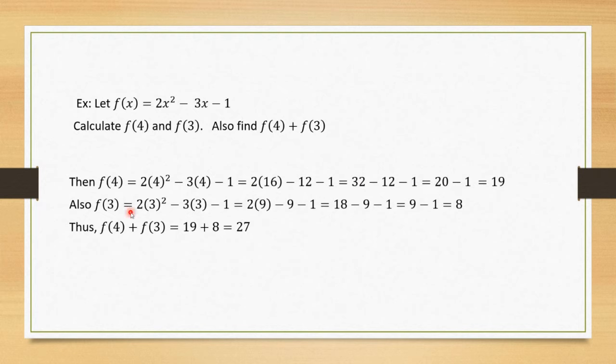Here, f of 3, we get 2 times 3 squared minus 3 times 3 minus 1. So again, I'm replacing x with whatever we want f of. So this is f of 3. Okay? And we get 2 times 9 is 18, minus 9 minus 1. And when you calculate everything, you get 8. So 19 plus 8 we get is 27.